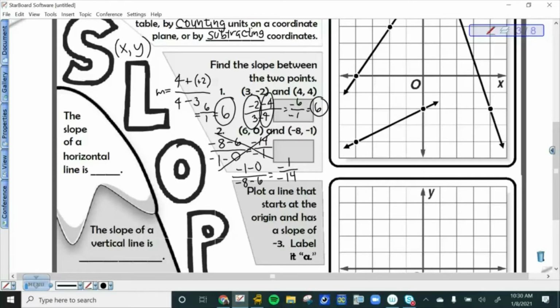That's not the same as negative 14 over negative 1, right? No, very different. When I have a negative in my numerator and a negative in my denominator, what happens to the fraction? It becomes positive. So my slope here is going to be 1 over 14. Okay?